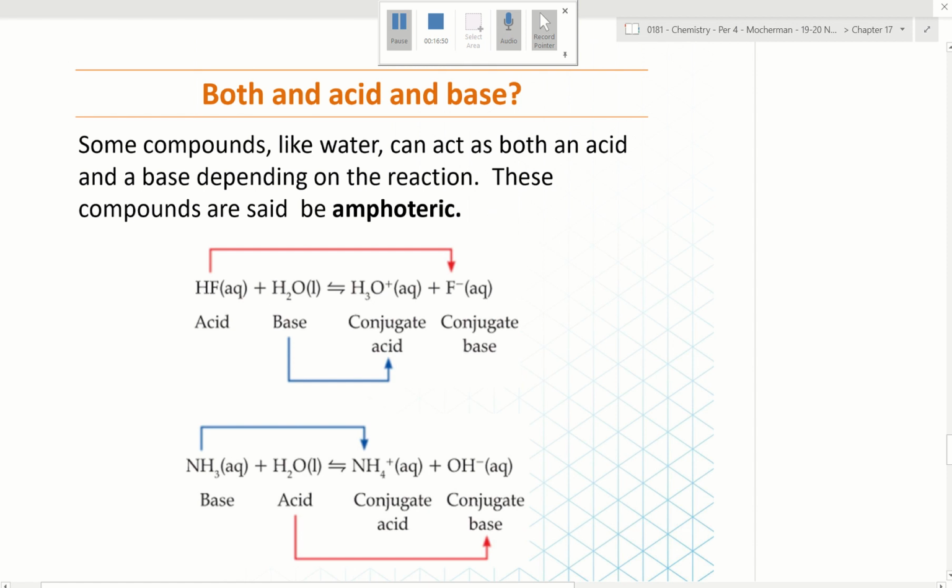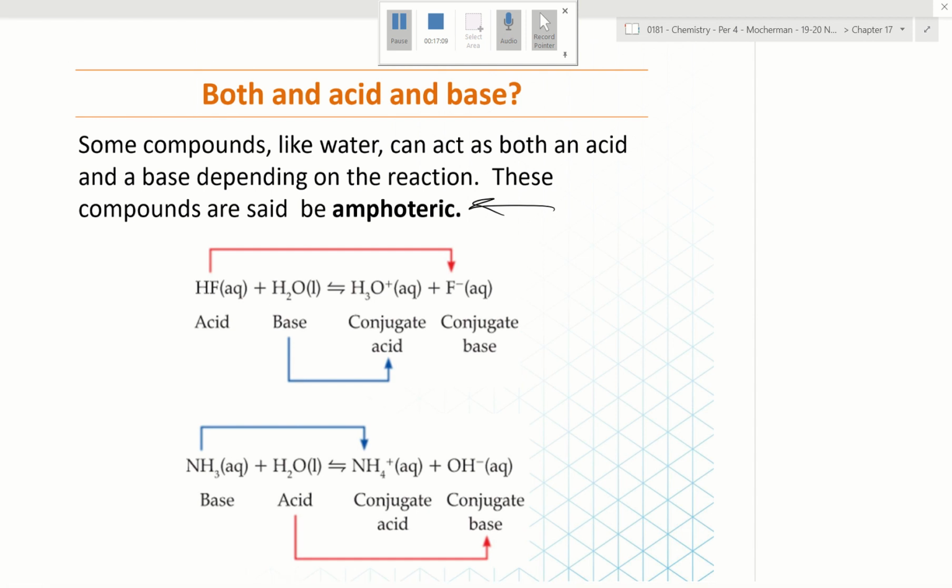Some things can act as both acids and bases in different situations. The most common of these is water. Water is said to be amphoteric. That's how you pronounce this word, amphoteric. Anything that can act as both an acid and a base is considered amphoteric.